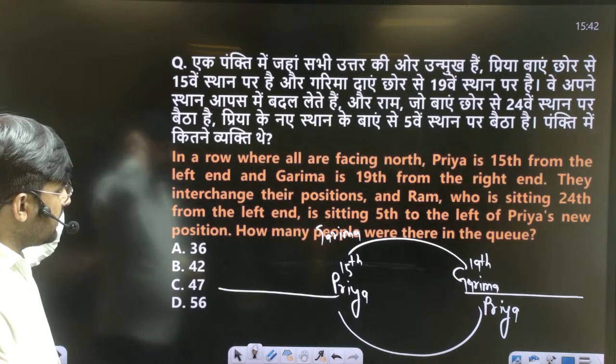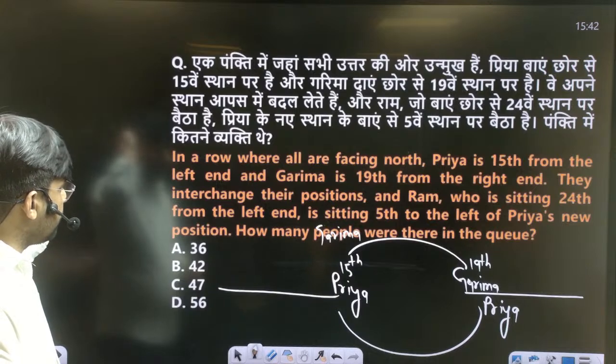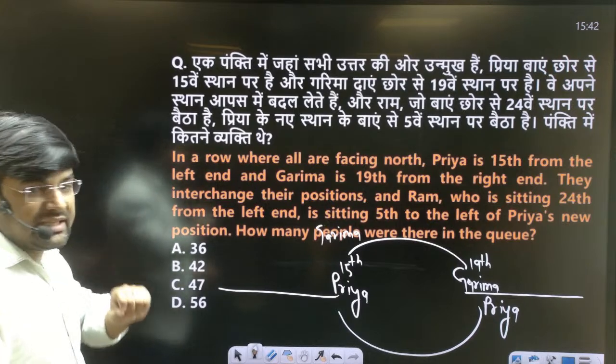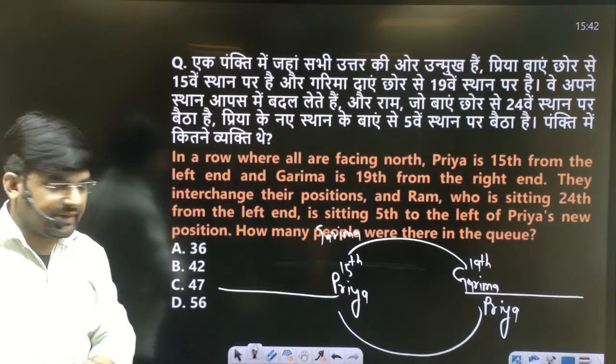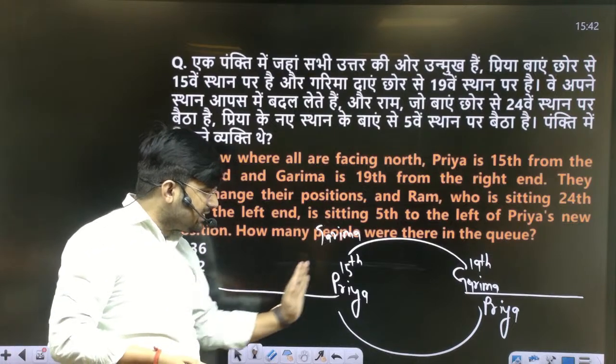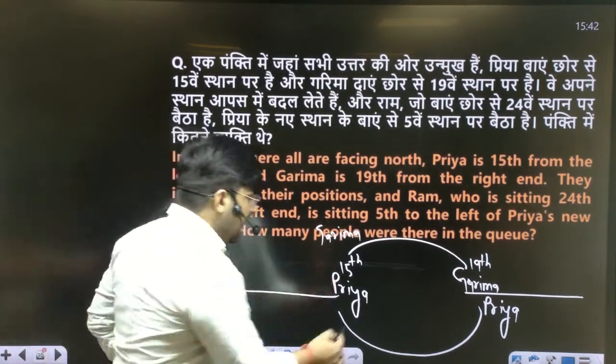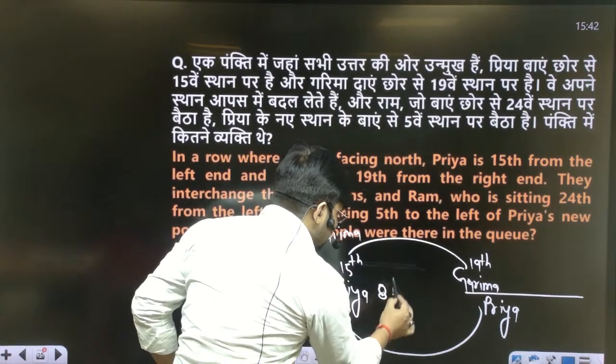And after that they interchange their positions, and Ram is sitting 24th from the left. We know that Priya was 15th from the left. It means after 8 places, Ram is sitting.